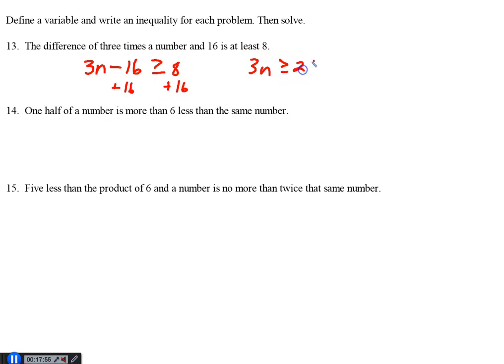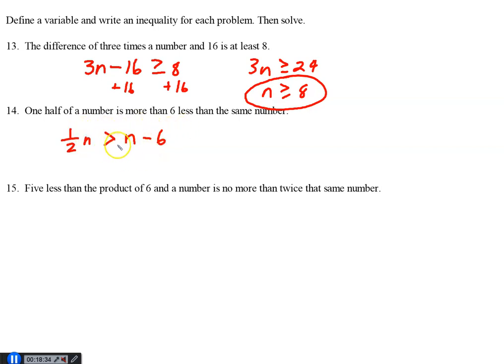3n is greater than or equal to 24, so n is greater than or equal to 8. And the directions don't say anything about graphing, so you don't have to graph these. Okay, 1/2 of a number is more than 6 less than the same number. So whenever you see 6 less than, it's talking about subtraction, and you should always subtract that off of the end of your variable expression.